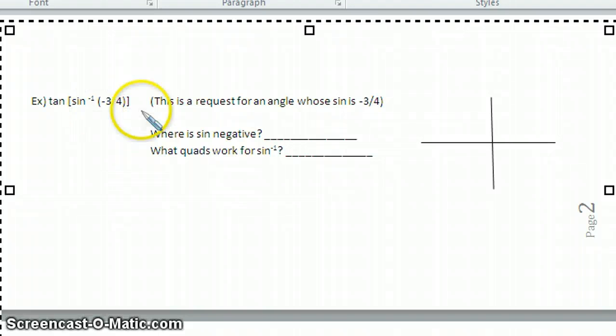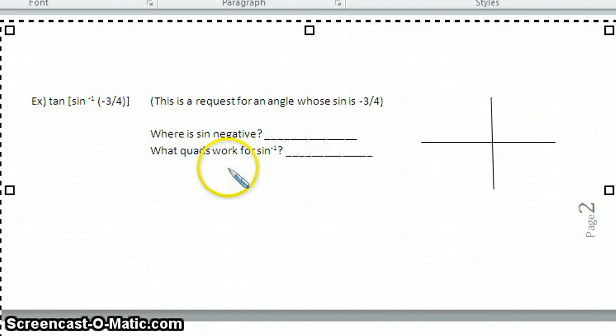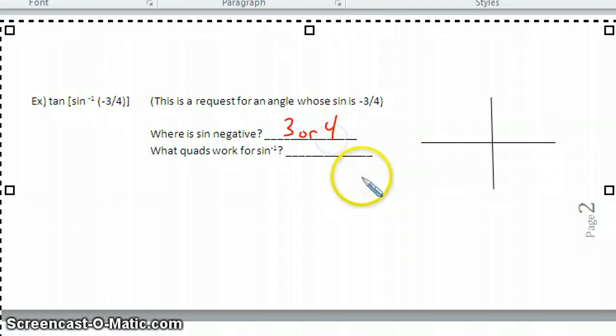that we want to do is figure out which quadrant this will exist in. So there's two questions we need to ask ourselves. First of all, in which two quadrants would the sine values be negative? Well, what I know about the sine is the y values, and the y values have to be negative down here, so that'd be 3 or 4. Which two quadrants can I take the sine inverse in? And those would be the first and fourth quadrants.